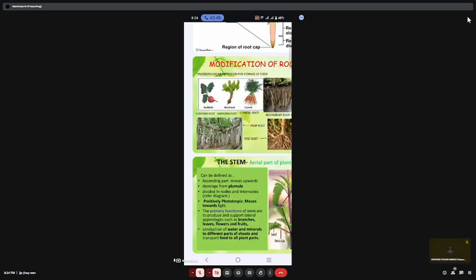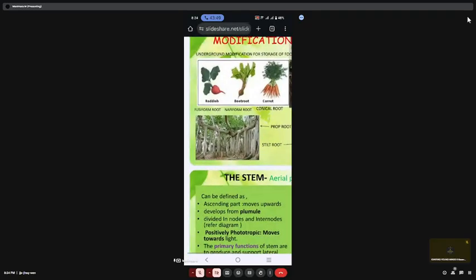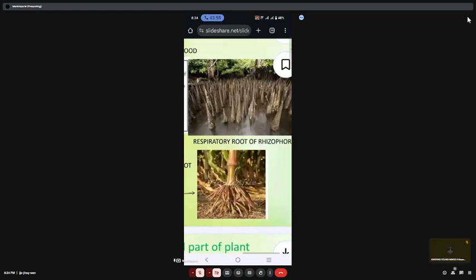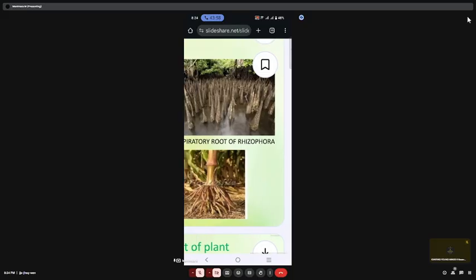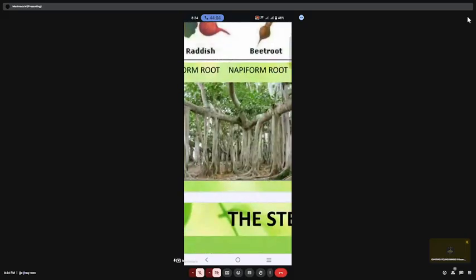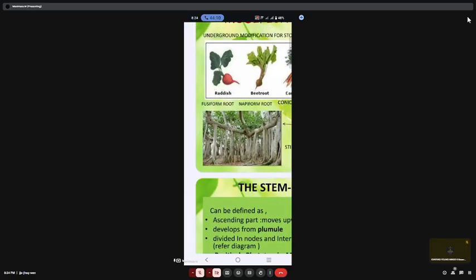And the next one is what? What is the banyan root? This one I told: fusiform root, napiform root, conical root. And next, respiratory root, for example Rhizophora. And the next one, in the banyan tree, is prop root. In a banyan tree, what kind of roots are present? Prop roots. P-R-O-P. Actually, prop roots are modified adventitious roots arising from the horizontal branches that provide extra support.